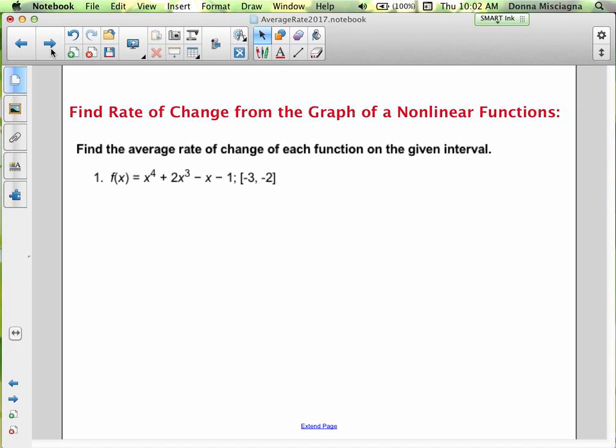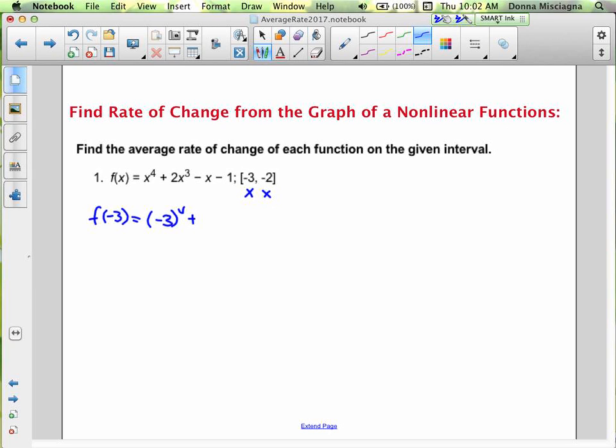All right, so here we're going to plug in. So these are our x values. You're always given x values. You have to find the y values, the value of the function. All right, so f of negative 3, we can just plug in negative 3 everywhere we see an x. So negative 3 to the 4th plus 2 times negative 3 cubed minus negative 3 minus 1.